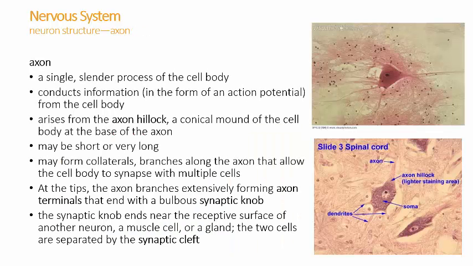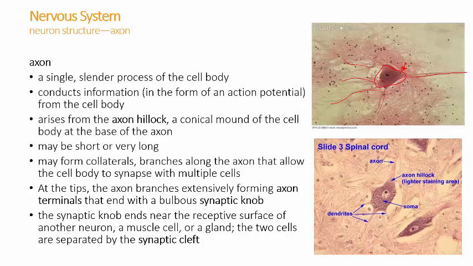The axon is part of the output region, and it's a single slender process of the cell body. So if this is the cell body here, and you can see the nucleus inside, and all the dendrites sticking out from it, and they branch and branch and branch, and then here's a single long extension. That's the axon. And it conducts information away from the cell body, in the form of this thing called an action potential. We have not described that yet, but we're going to make some sense of that eventually. The action potential arises from a region called the axon hillock, right where the axon is arising from the cell body.